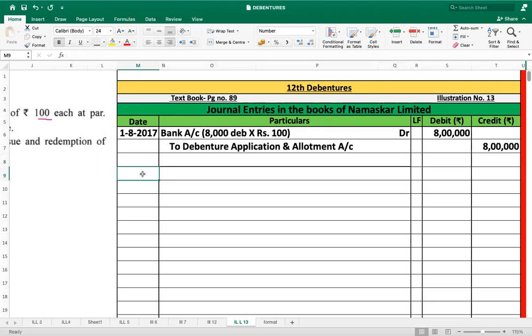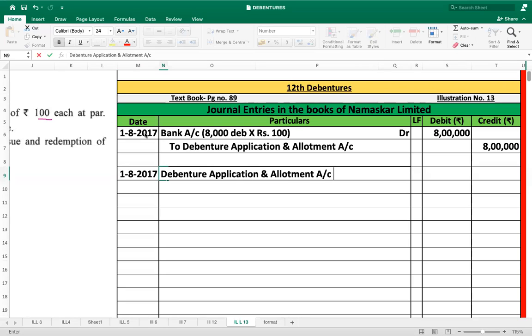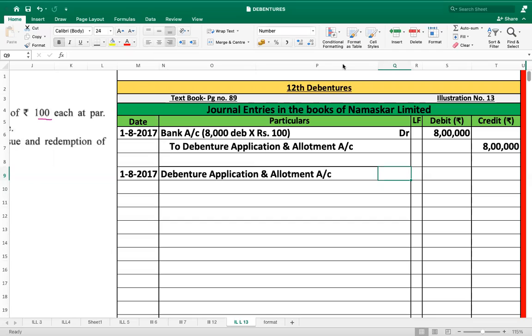Now, as you can see, 100 rupees we have collected. Now we have to transfer this to our liability account, that is debenture account. Now please be careful over here. Okay, this is a very important entry. Debenture application and allotment account debit 8 lakhs.